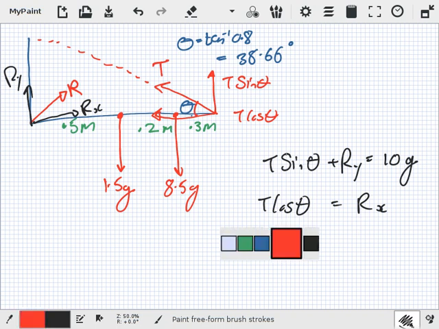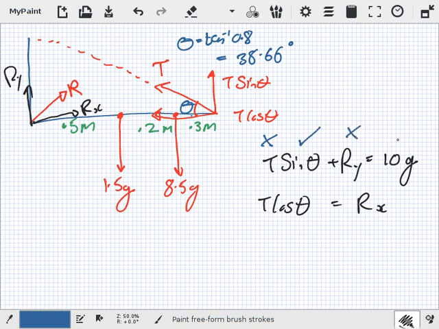Do we know T? No. Do we know sine theta? Yes. Do we know Ry? No. Do we know 10g? Yes. Do we know T? No. Cos? Yes. Rx? No. So there's three things I don't know: T, Rx, and Ry. So this cannot give me any solutions because I only have two equations with three unknowns. There is one equation I've yet to make, and that's the turning one.